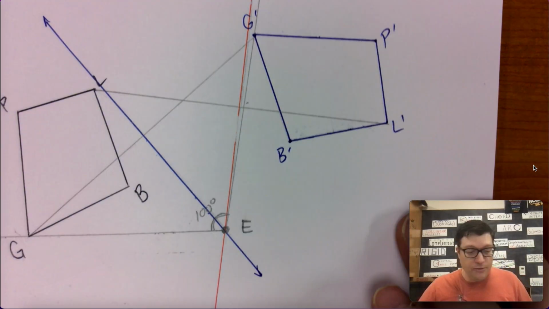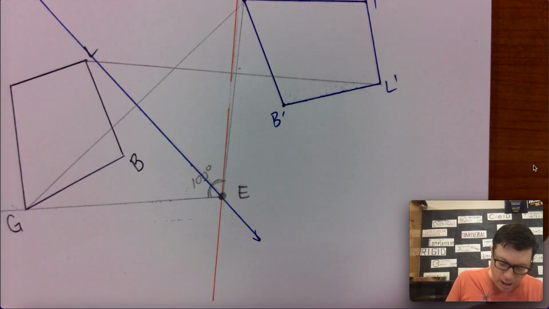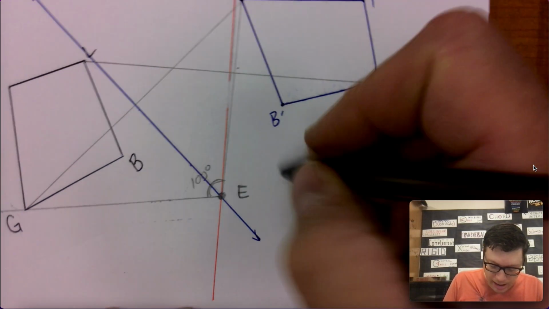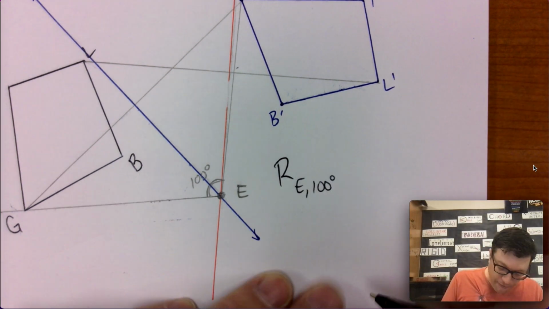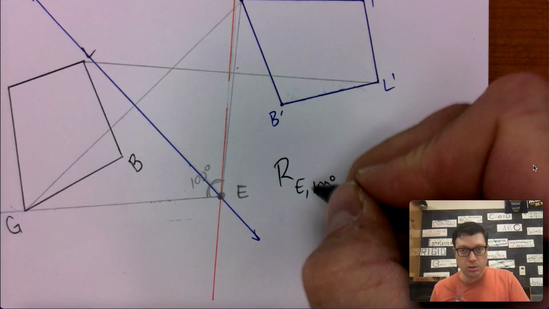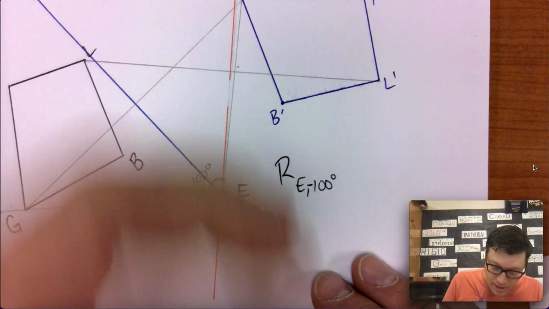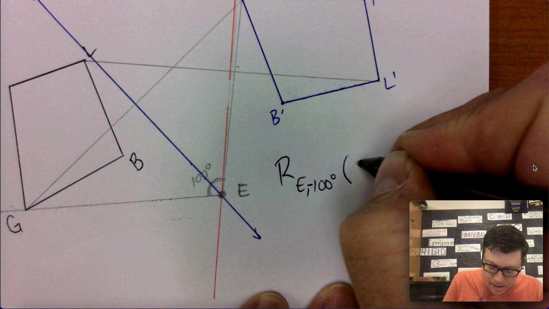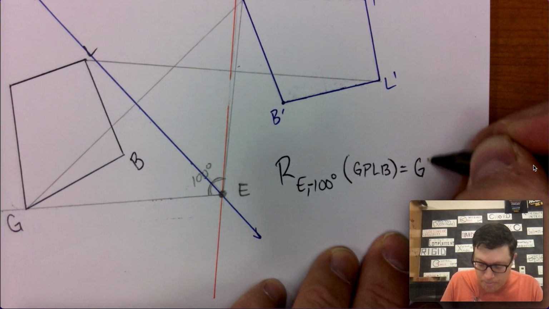So therefore, the name of this rotation, it's so impressive and important. It deserves pen. We're going to rotate about point E by 100 degrees. It's clockwise, so therefore negative, because left hand fingers curling is a negative rotation. We're going to rotate GPLB to G prime, P prime, L prime, B prime.